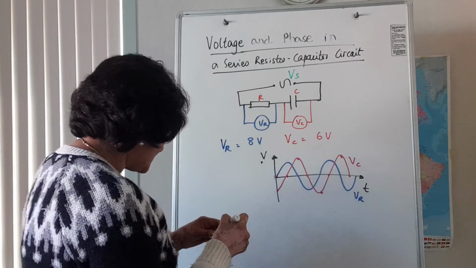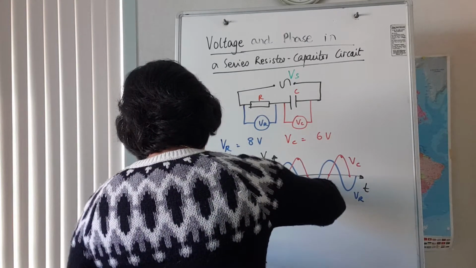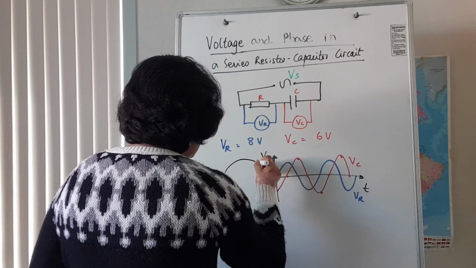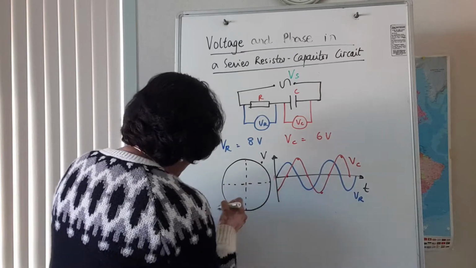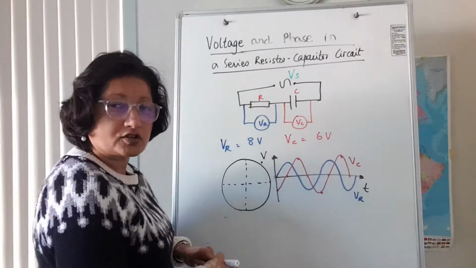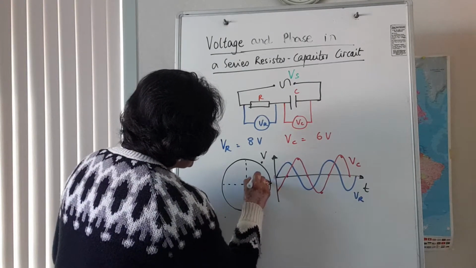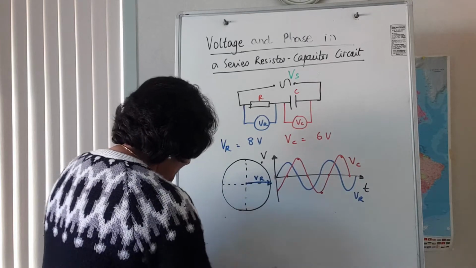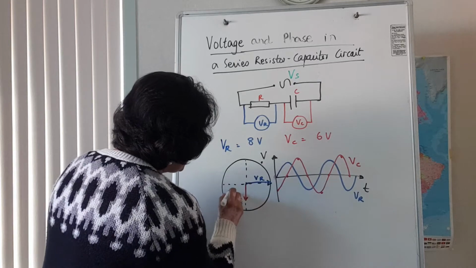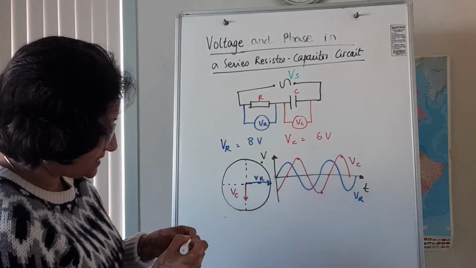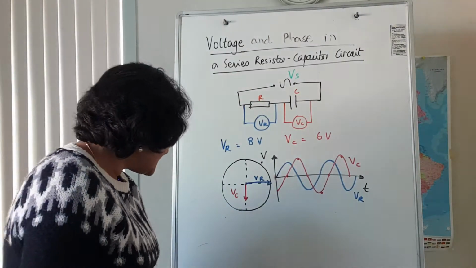Now, an easier way of doing this is by drawing a phasor diagram. I'll just draw my reference circle. It's customary to draw the voltage across the resistor, my blue line over here. That's my voltage across the resistor. My voltage across the capacitor is 90 degrees out of phase, so that's just here. If you add them vectorially, you'll get the supply voltage.